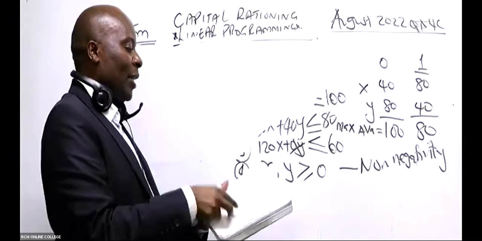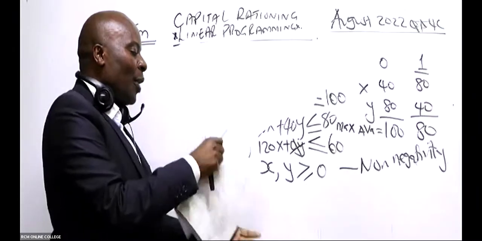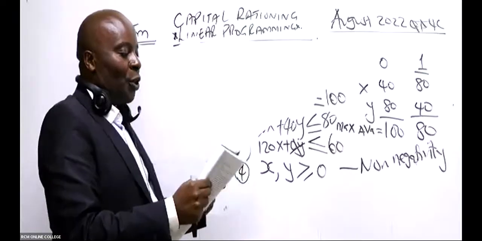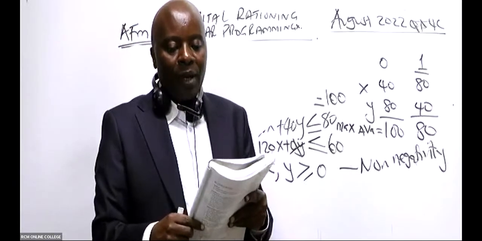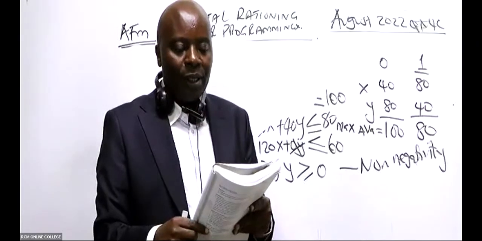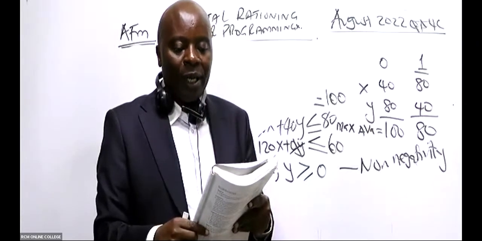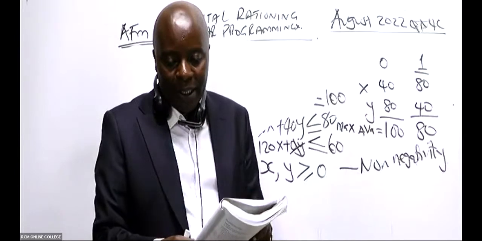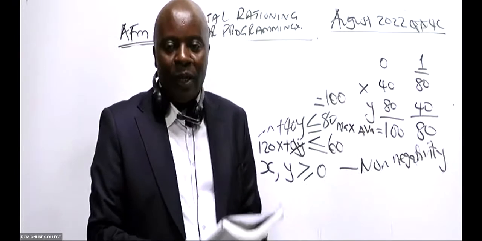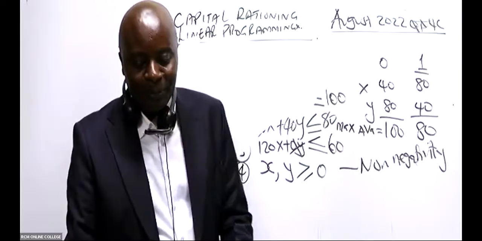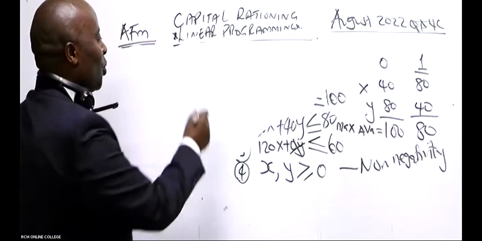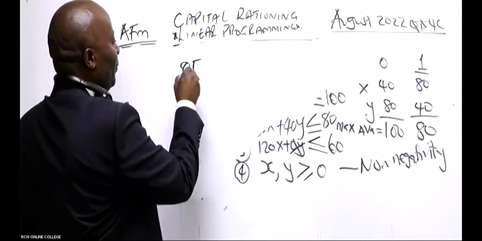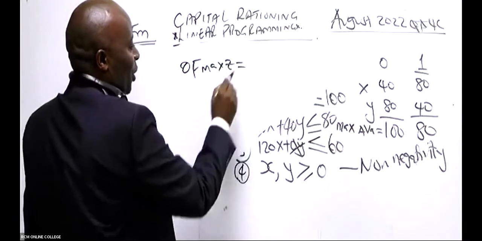So let's do number 2 now. Using the graphical approach, solve the linear programming model and hence determine the proportion of each project to be undertaken to maximize net present value. So now they want us to draw a graph. How do we draw this graph? You have to read for me this. The objective function was to maximize z, which was equal to what, please?